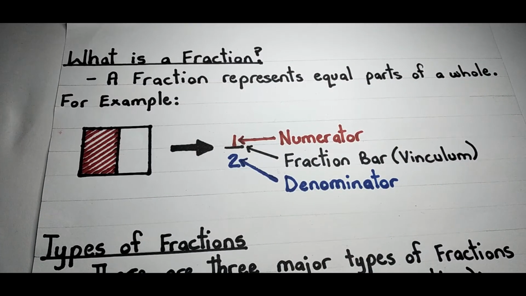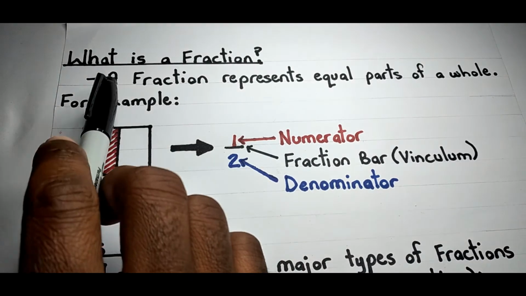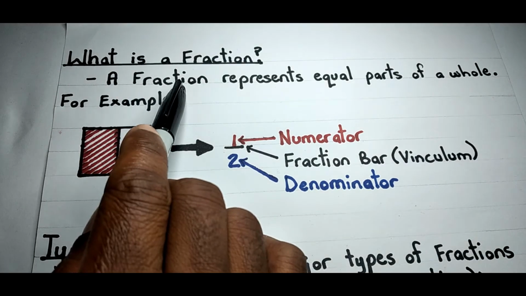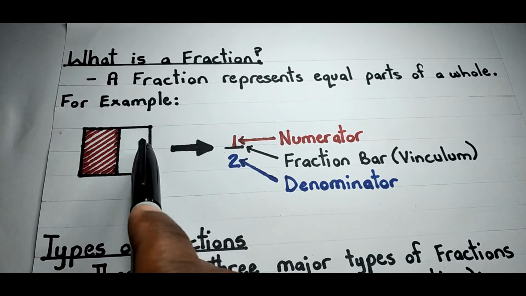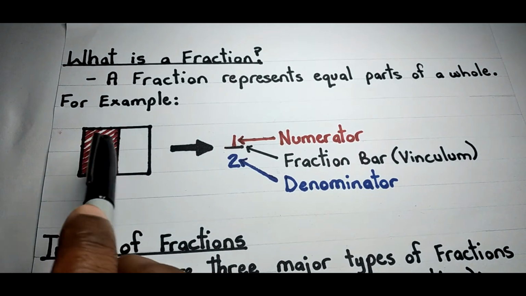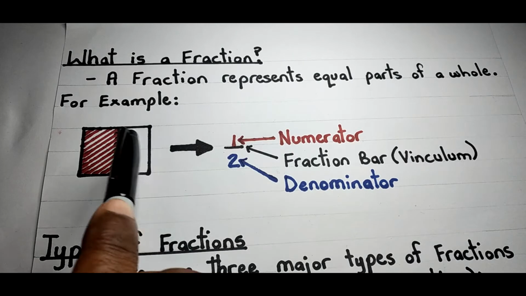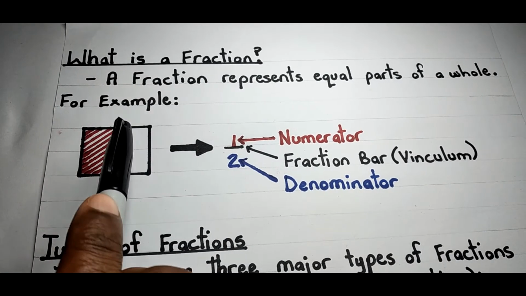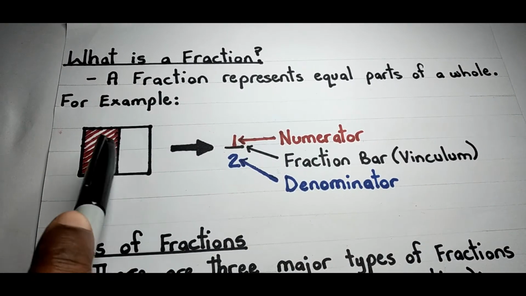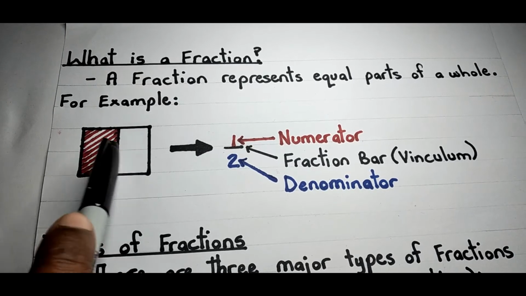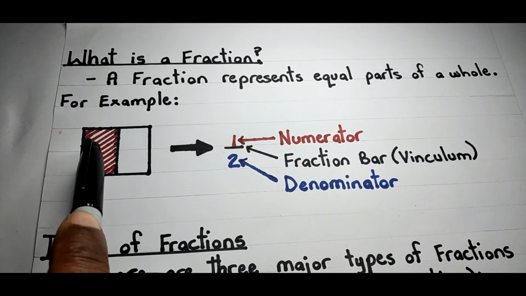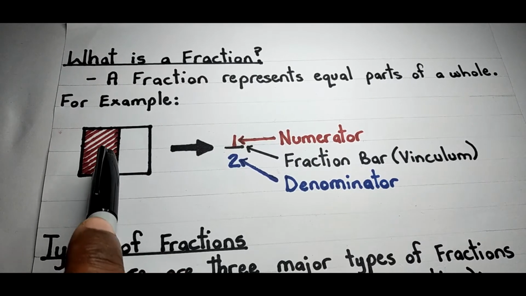Let's start off by looking at the definition of what is a fraction. According to this piece of information, a fraction represents equal parts of a whole. Let's assume that this thing was drawn to scale. Of course, it's not drawn to scale, but let's assume that. Now, let's say this rectangle right here was split into 2 equal halves. One half is shaded, as you are seeing right now.